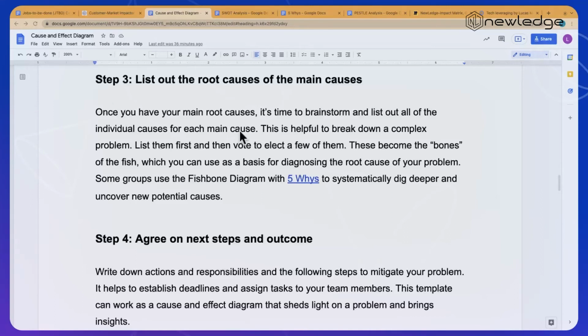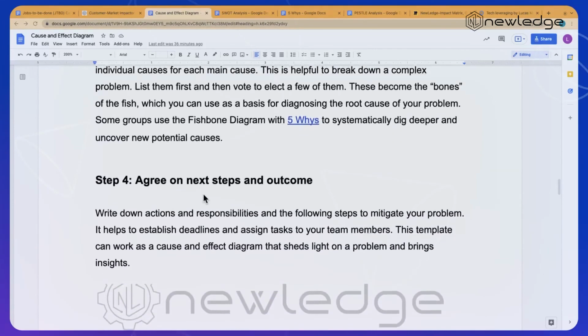Once you have those main causes, it's time to brainstorm and list out all of the individual causes for each main cause. This is helpful to break down a complex problem. You want to list them and then vote on them. Keep them nice and concise. These become the bones of the fish, which you can then use as a basis for diagnosing the root cause of the problem. We're also going to look at the 5 whys next, because that helps you dig deeper and uncover new potential causes.